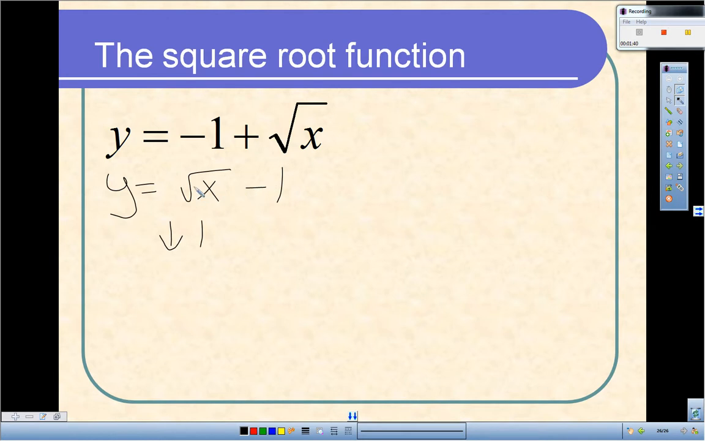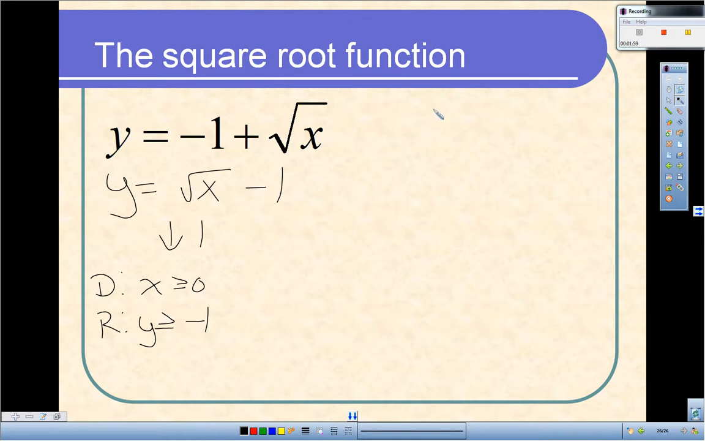If there was a number inside the radical, then it would have moved left or right, but there's not one. For the domain, since there's no number inside with the x, my domain is simply x is greater than or equal to 0. But for my range, since that's the y value, it's going to be y is greater than or equal to negative 1, or that number that's on the outside.